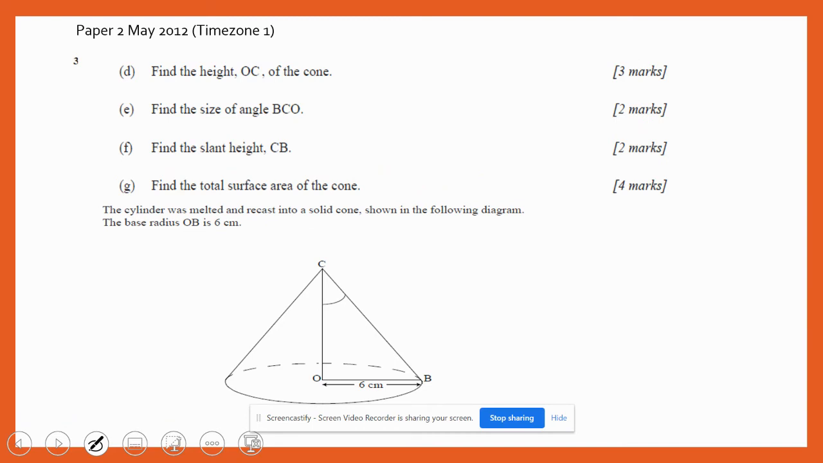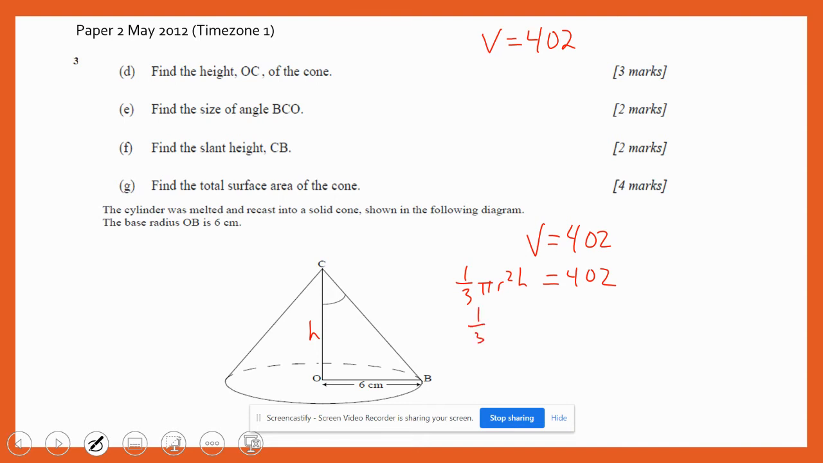So then we keep going, and it says the cylinder was melted and recast in a cone shown in the following diagram. So if you remember from the other problem, the volume was 402. When you melt down metal and you recast it, you still have the same volume. But this time we have different information. We have a height of a cone. We have the radius of our cone. So we know the volume is 402, and the volume of a cone is 1/3 pi r squared h. So we're supposed to find h, the height of the cone.